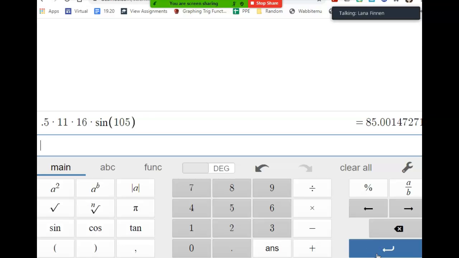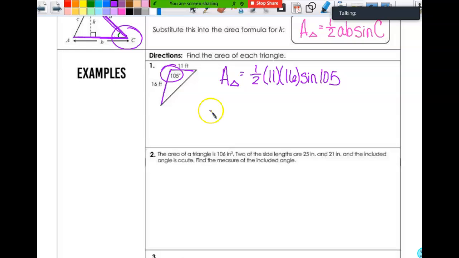And since it doesn't tell me how to round, how many decimal places should I have? 3. Okay. So area of the triangle then equals 85.001. This is area, so it is feet squared.